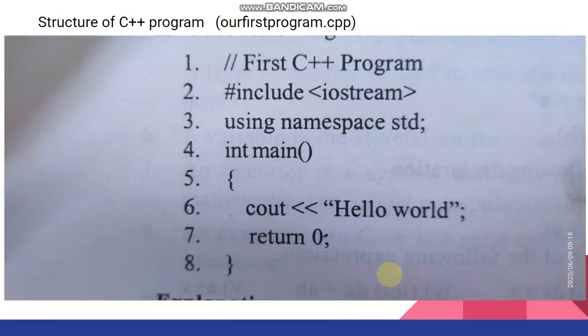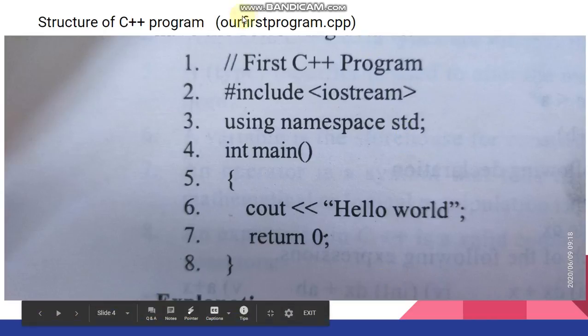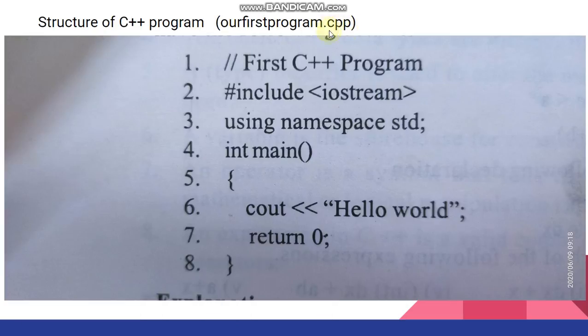Now we have to go to the structure of a C++ program. Take a look at a very simple C++ program. This is our first program, so we name it first program .cpp. Here .cpp is the extension of a C++ program. This program simply prints a sentence on the screen.